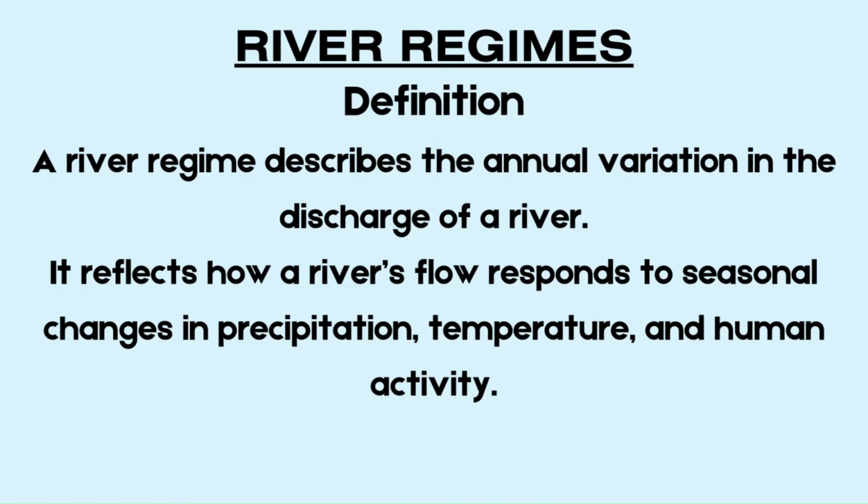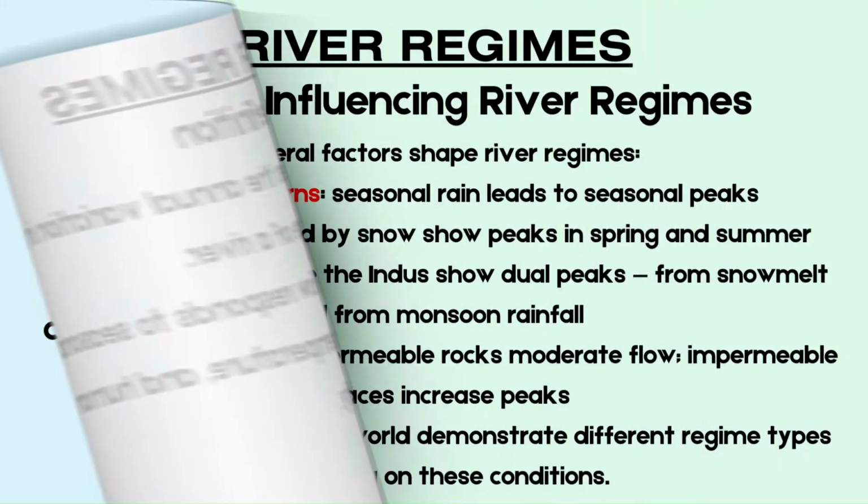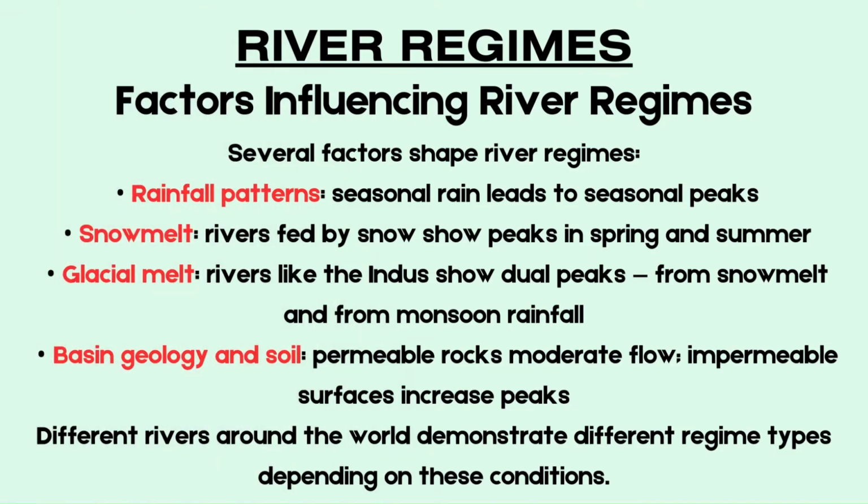Lastly, let's look at river regimes, which describe how river discharge changes over the year. Different rivers follow different discharge patterns, depending on their location and climate. Key factors influencing river regimes include rainfall patterns. Seasonal rain leads to seasonal peaks. Snowmelt. Rivers fed by snow show peaks in spring and summer.